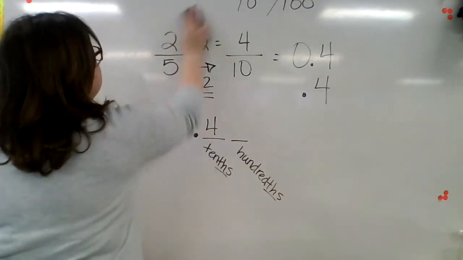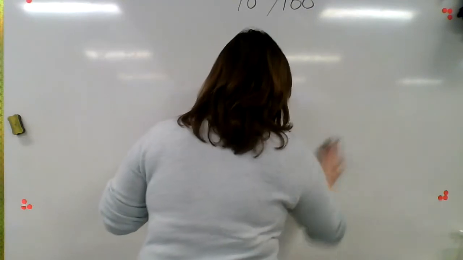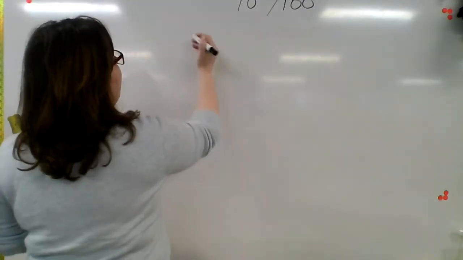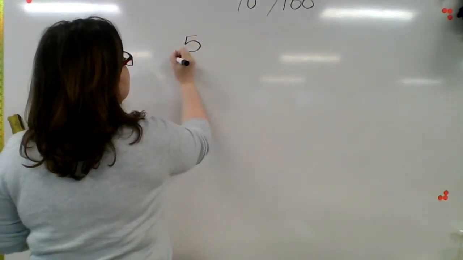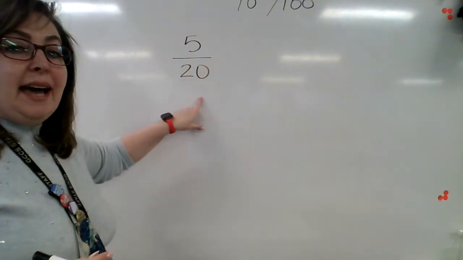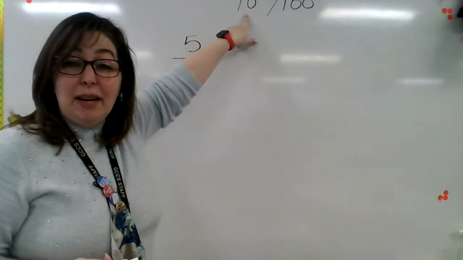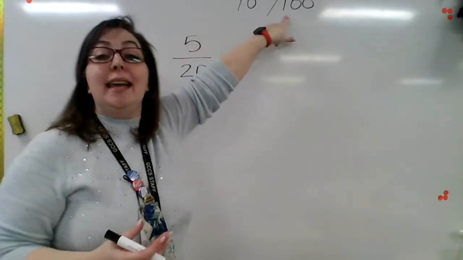Let's do another one. Let's do 5/20. So now we have a denominator that is above 10, so we can't use 10 as the denominator that we're going to try to get. So let's try to get 100.